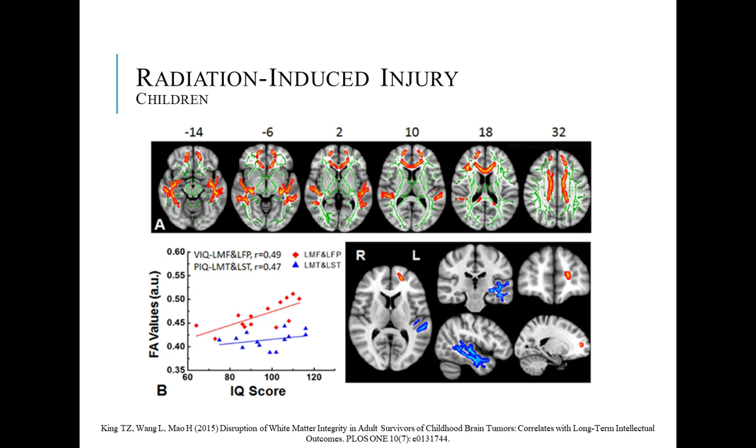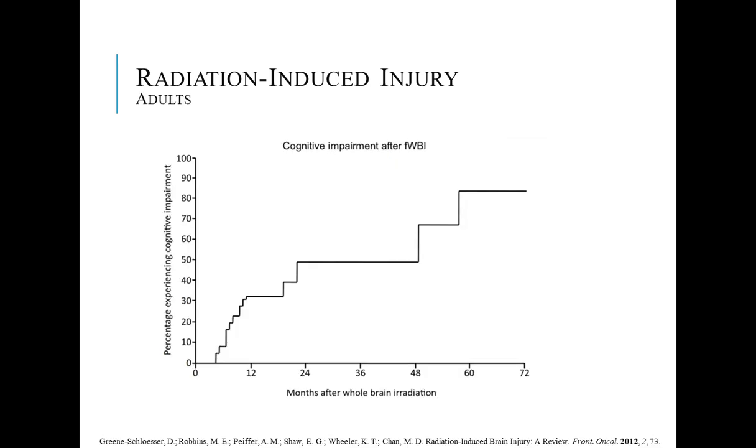Studies have also shown this cognitive impairment after whole brain irradiation in adults as well. This study by Green, Schlosser et al. also denotes that, increasing after months of whole brain irradiation, you see almost 85% of the population having cognitive impairment. And again, this is after whole brain irradiation.